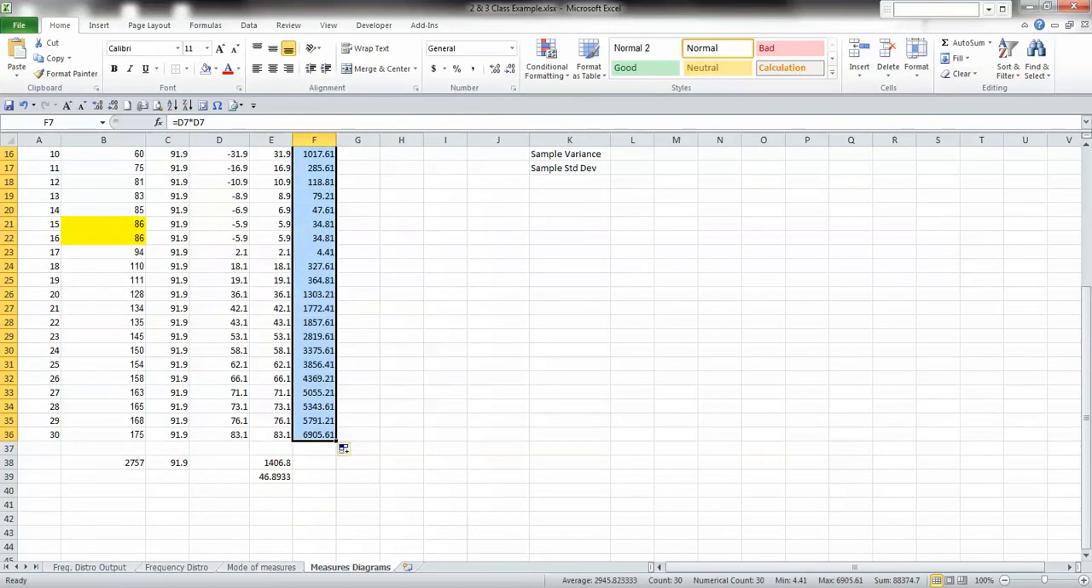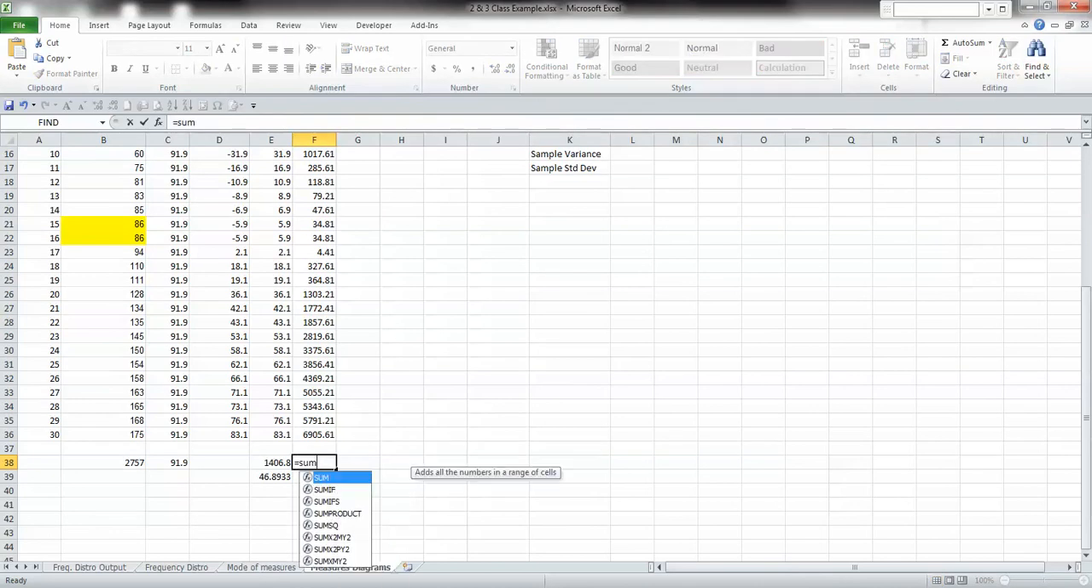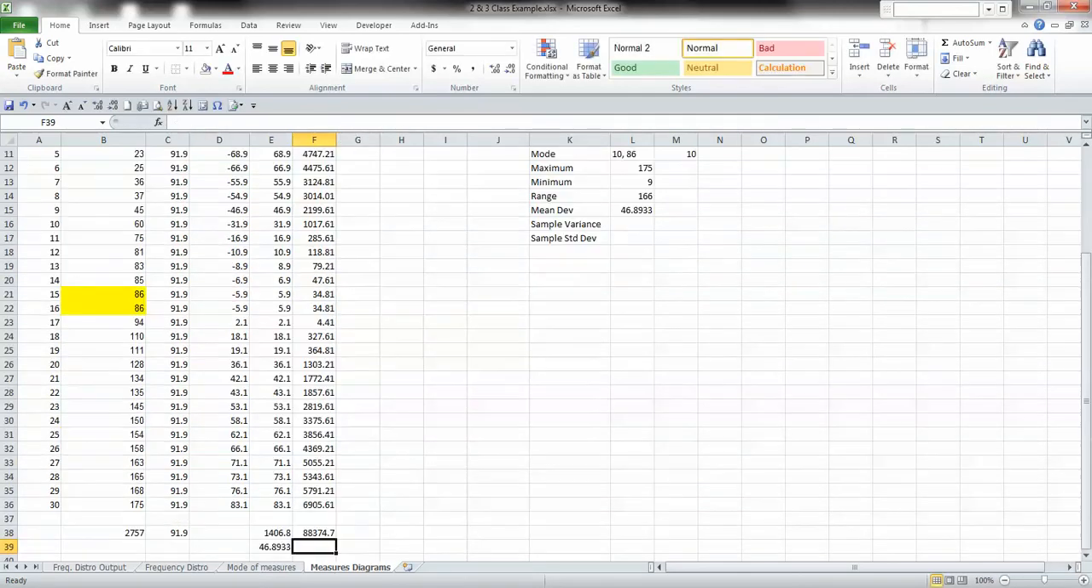The next step that we have to do is to do a sum of the squared deviations. And what do we get? 88,374.7. But we're not done.